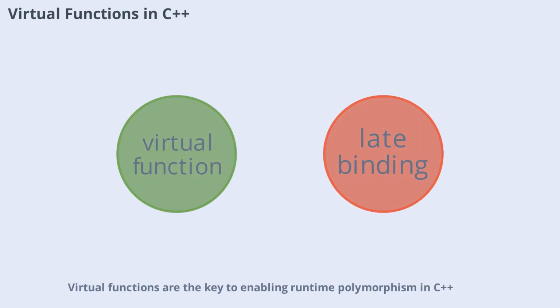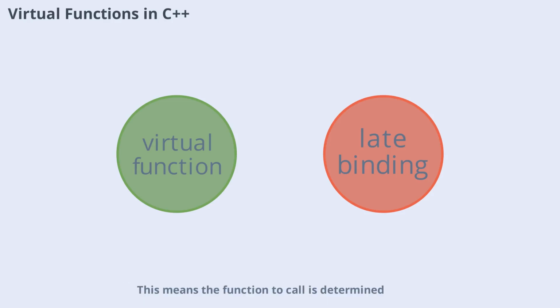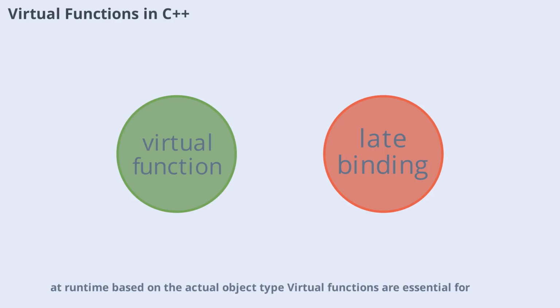Virtual functions are the key to enabling runtime polymorphism in C++. By declaring a function as virtual in the base class, you tell the compiler to use late binding. This means the function to call is determined at runtime based on the actual object type. Virtual functions are essential for building flexible and extensible class hierarchies.